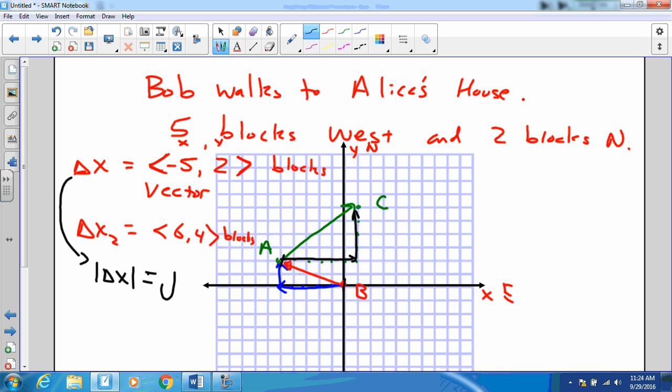So the magnitude of our first delta x is going to be equal to the square root of the x component squared plus the y component squared, or the square root of 25 plus 4, or the square root of 29, which on our calculators turns out to be 5.4.